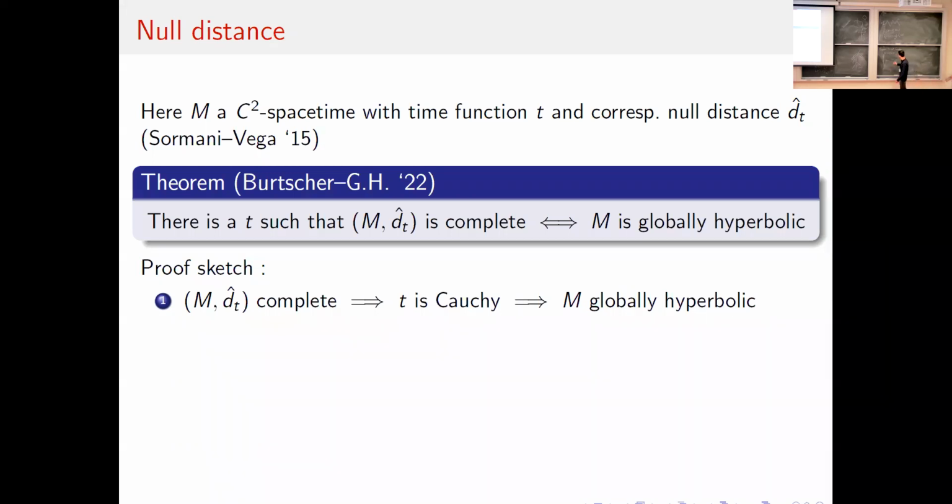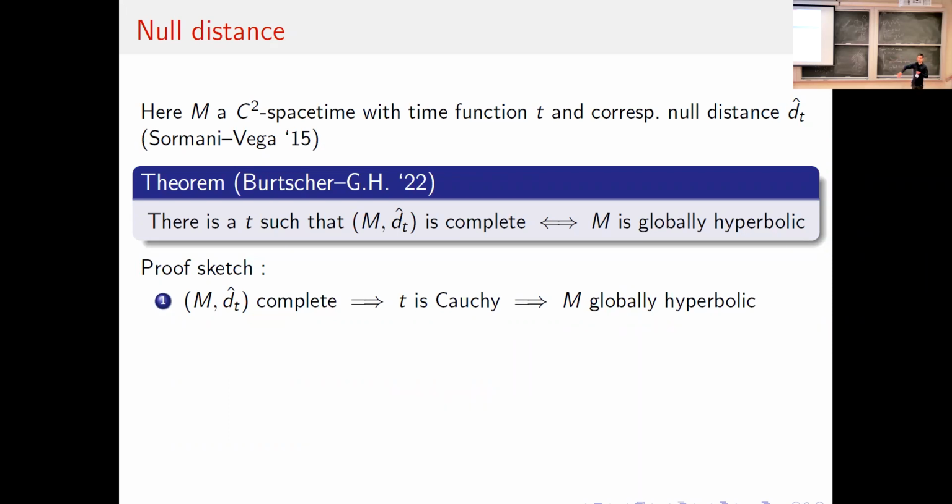But if this is the case, then if I take points on the curve, say if it's parametrized on all of R, then this is a Cauchy sequence. Here, Cauchy is in the sense of metric spaces, it has nothing to do with Cauchy here. Then this is a Cauchy sequence, and it doesn't have a limit because the curve is inextendable. So now I've shown that if T is not Cauchy, then the metric space cannot be complete.